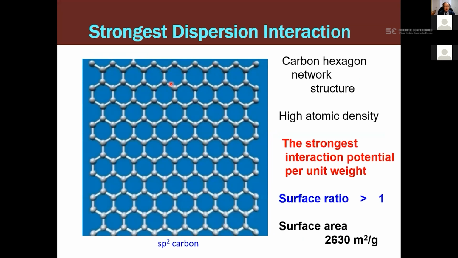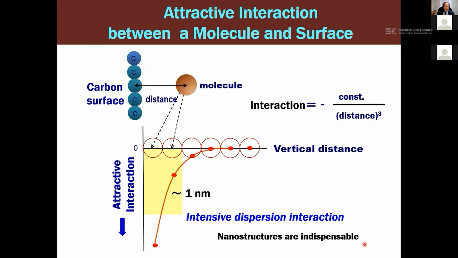And also I want to add another important point about nanoporous carbons. This structure is the graphene structure. This graphene has the strongest dispersion interaction potential per unit weight. So this is very important. And also, of course, it has a very large surface area, 2,600 square meters per gram. But dispersion interaction is a short range interaction, so we need the nanostructure.